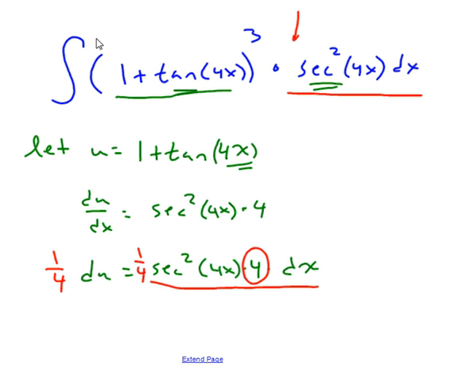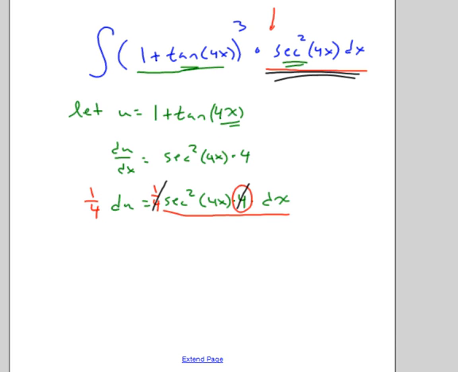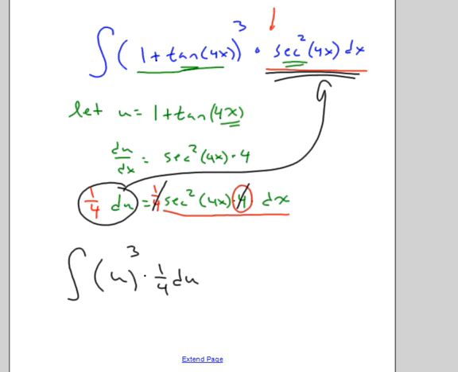By doing that, that's going to cancel off, and we have sec squared 4x dx, which is exactly what we want. So now we can substitute. So we have the integral of u cubed times 1/4 du. Substituting this in for that, this in for here. A little bit of rewriting. Let's pull the 1/4 out in front.